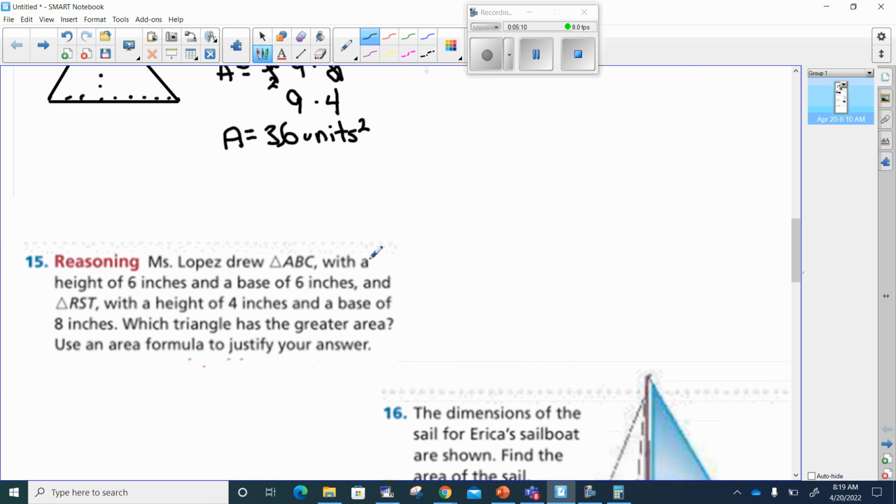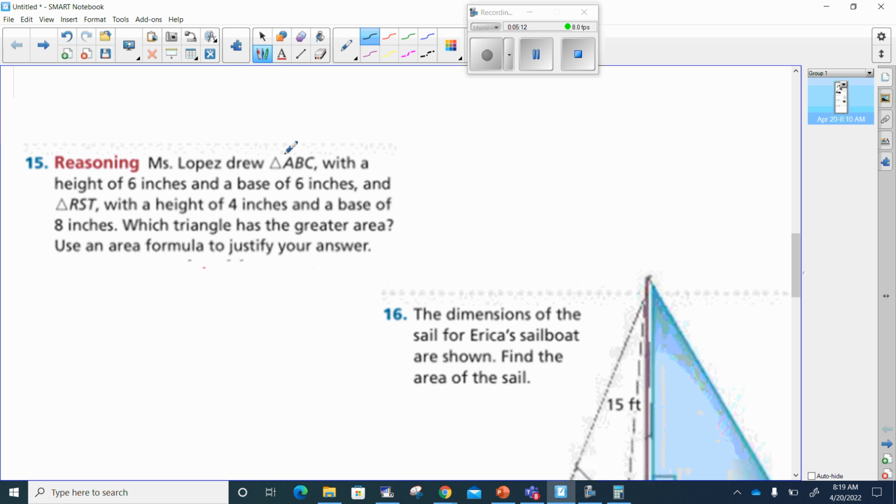All right, I'm going to number 15. Ms. Lopez drew a triangle ABC with a height of 6 inches, base of 6 inches, and RST with a height of 4 inches and a base of 8 inches. Which triangle has the greater area? So let's go do each of these. First one we're going to do is the first triangle, ABC.